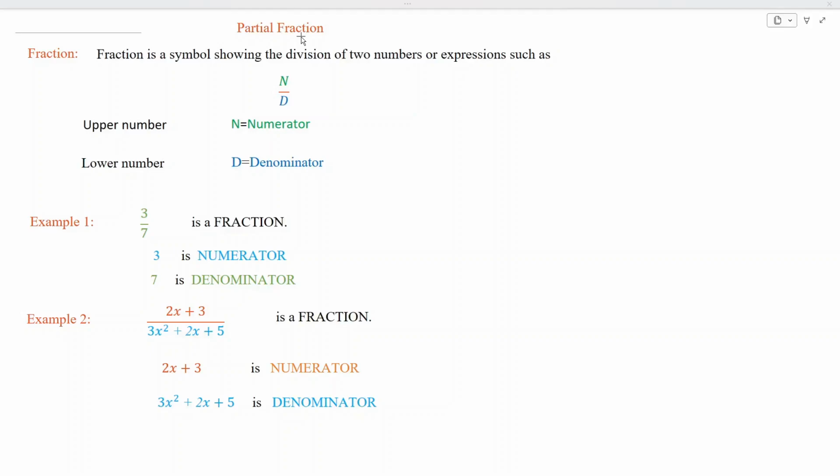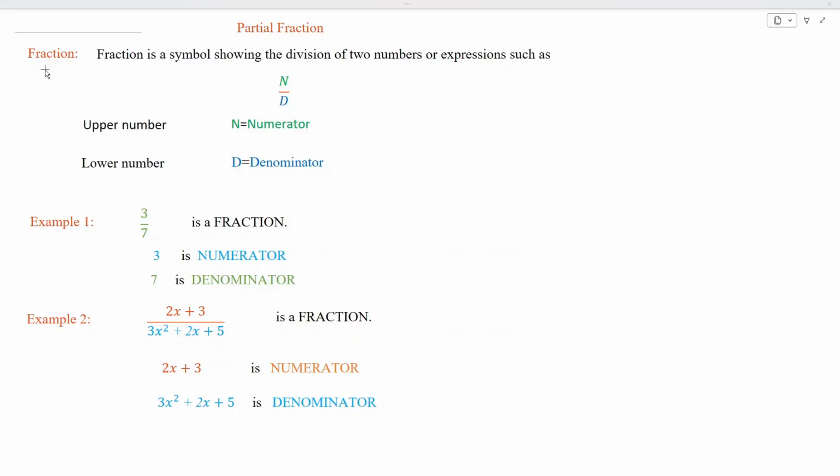Dear students, in this video we shall study about the partial fraction. But before we discuss the four cases of partial fraction, let us know about some basic concepts which are used in the mentioned study. The first one is, what is a fraction?